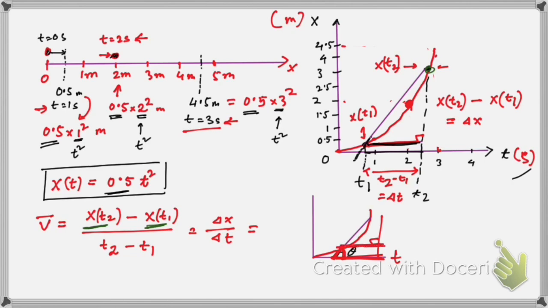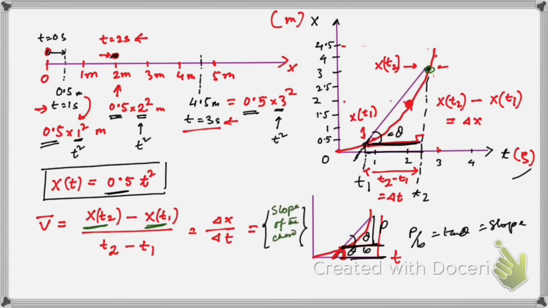This will be parallel to the time axis, so this angle will also be theta, right? This angle will also be theta. That means here you see this is theta. Then we know that perpendicular by base is tan theta, which is the slope of this chord. So we can write this is the slope of the chord joining the positions x(t2) and x(t1), right? Joining these two positions, and this slope gives the average velocity, right?